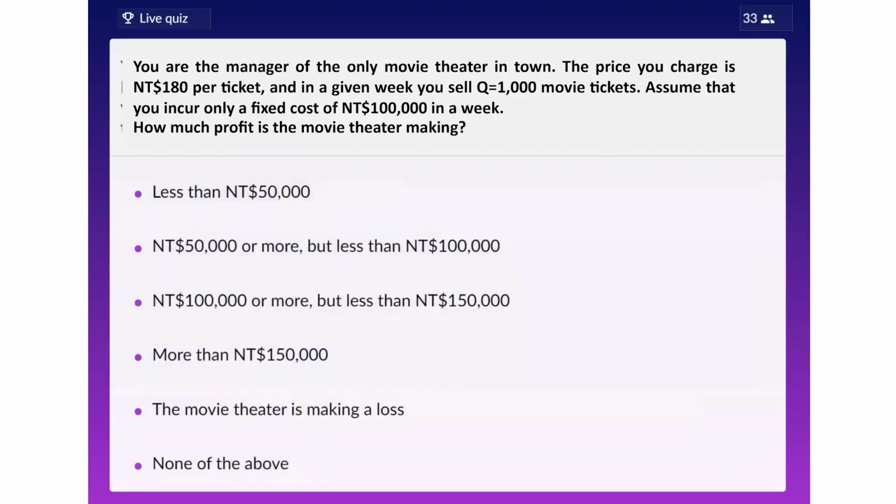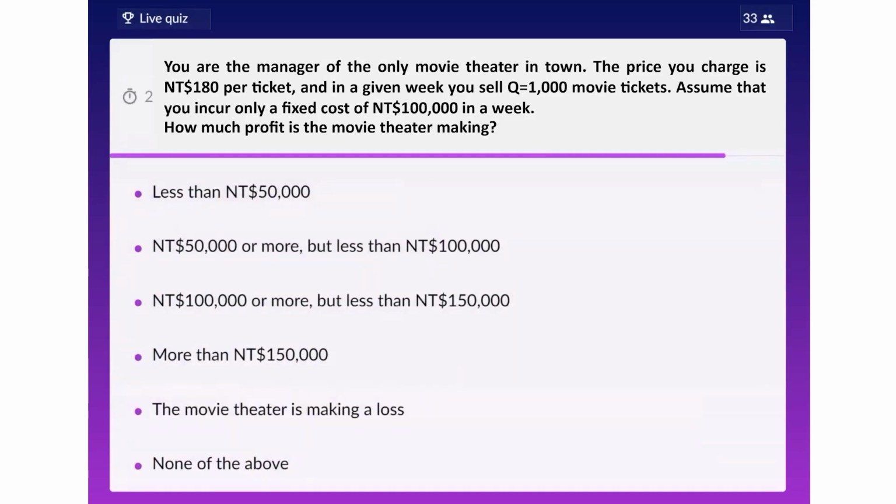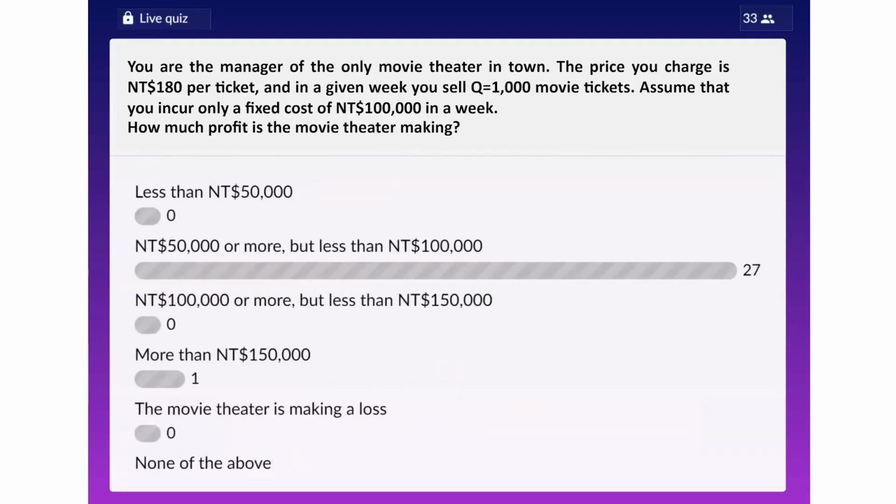All right, so first question. Suppose you own the theater. How much profit if you charge $180 per ticket and you're selling 1,000 movie tickets and your fixed cost is $100,000? That's your only cost because showing the movie, well, you have to buy the rights, you have to set up your theater, but that's it. So how much profit is the theater making? Less than 50,000, 50,000 to 100,000, 100,000 to 150, or more than 150. Most of you say it's between 50,000 and 100,000, and that is indeed the right answer.